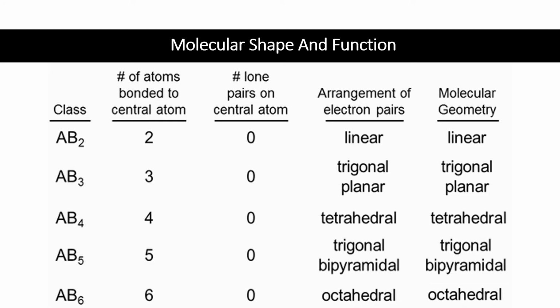Molecular shape and function. When an atom is bonded to two central atoms, the arrangement of electron pairs is called linear and molecular geometry is also linear. When an atom is bonded to three central atoms, the arrangement is called trigonal planar and molecular geometry is also trigonal planar. When it is bonded to four atoms, it's tetrahedral. When bonded to five atoms, it's trigonal bipyramidal. And when it's bonded to six atoms, it is octahedral.